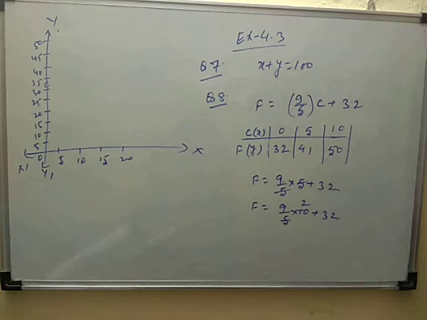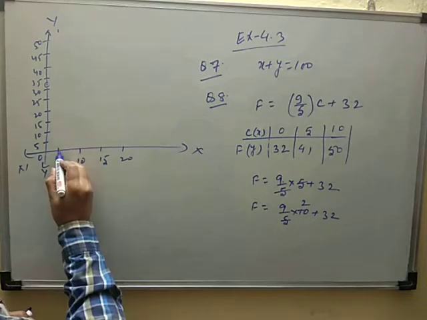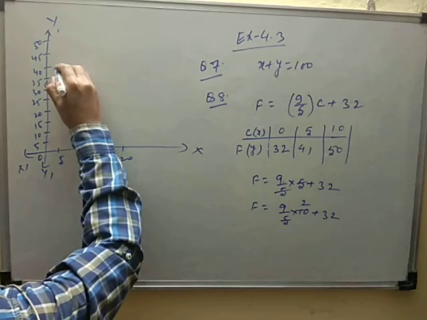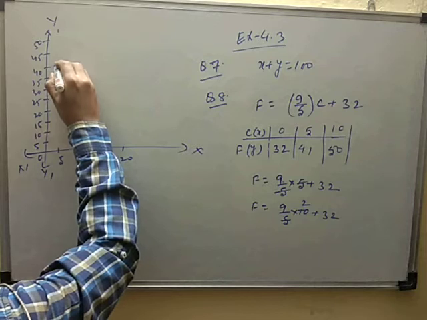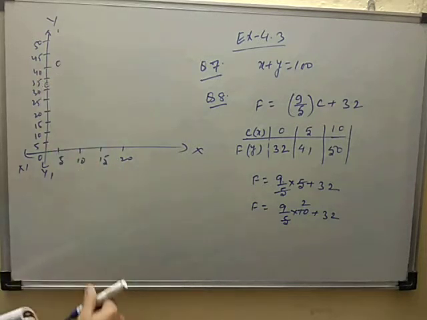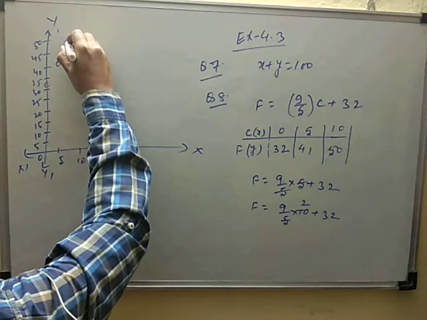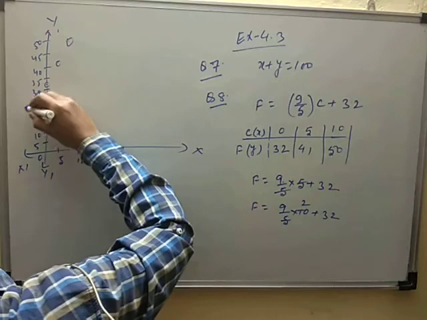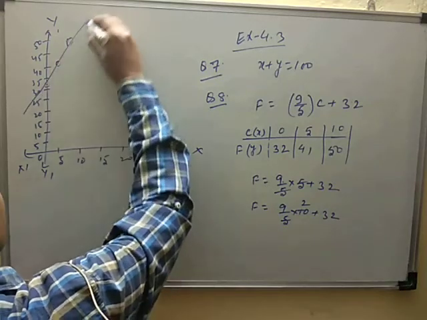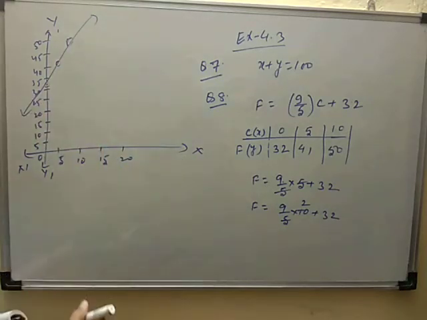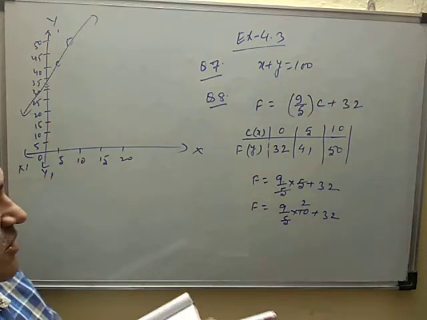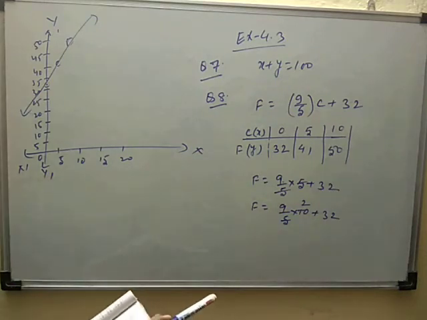Next, 5 and 41: x is equal to 5, y is equal to 41. This is a 40, taking 2 smaller parts, so this point is 41. And x equal to 10, then y is equal to 50, this one. To join all these 3 points, this is the graph of the equation given.